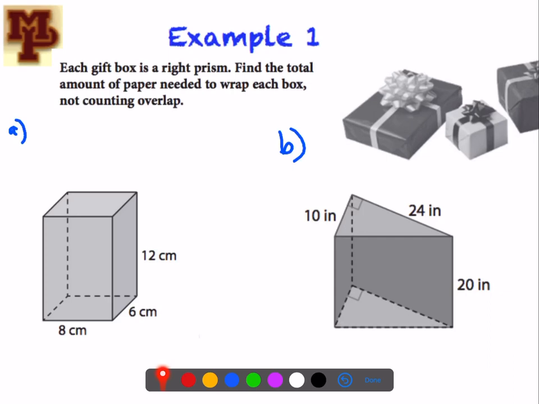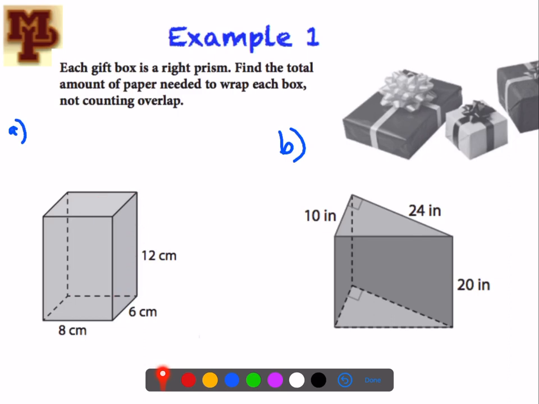We wrap them perfectly, miraculously. So if we think about this, starting with letter A, this is a rectangular prism. As I can see, I have 2 rectangles, and these 2 are my bases, and then I have height 12.